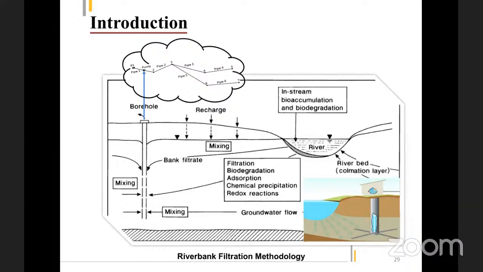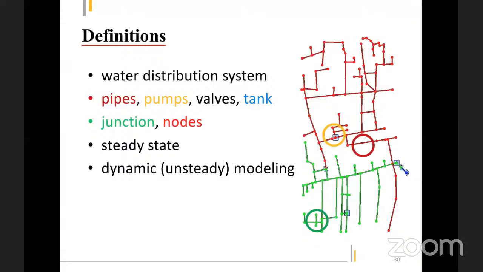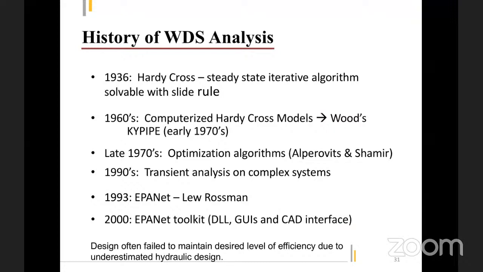Generally, optimization is a notion of obtaining an optimum solution and so maximum benefits. For those who do not have an idea what the distribution network comprises, here is a hypothetical layout of the various functional components, that is the pipes, pumps, wells, tanks, and nodes, represented with different colors, with the names of the alphabets, colors of the alphabets as well. I skip this historical background of the design philosophy, but I would like to mention here that the design of a network often fails to maintain the required level of efficiency due to underestimated hydraulic design. Over a period of time, design optimization has been improved to meet various constraints.